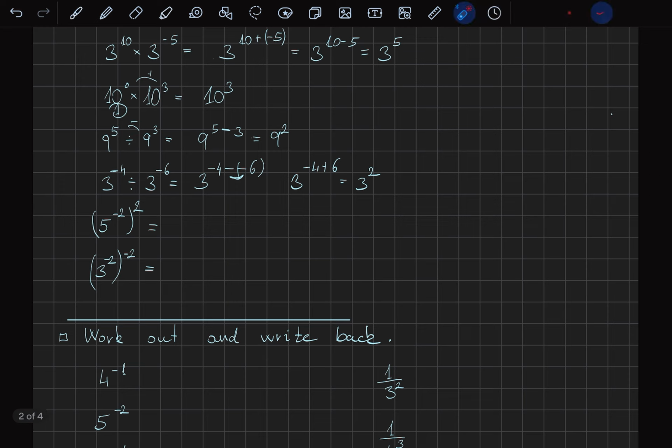If I raise a power to a further power, I need to multiply them. So it's 5 to the power minus 2 times 2, 5 to the power minus 4. If I raise the power to a further power, I need to multiply them. Minus times minus is plus. 2 times 2 is 4.